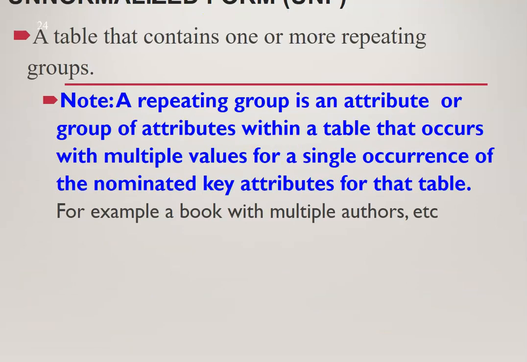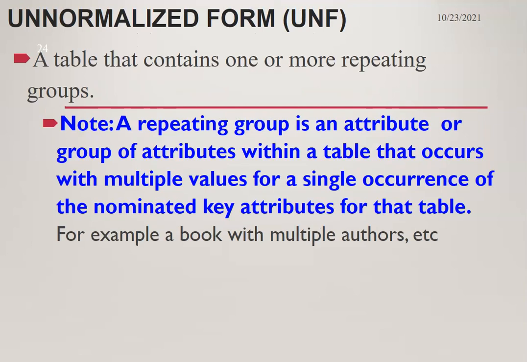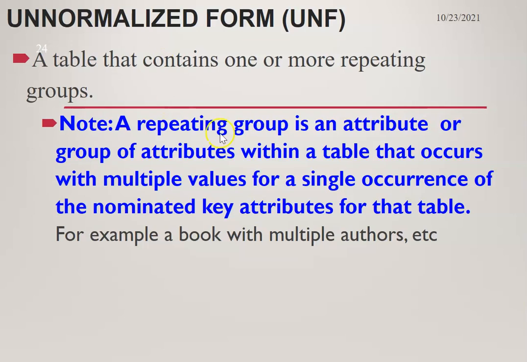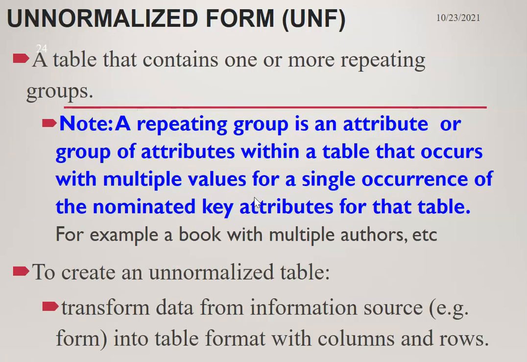So we can start off with an unnormalized form. This is a table that contains 1 or more repeating groups. In other words, the repeating groups are the multiple values that could either be a composite attribute, or they could be multi-valued attributes. So where you have a table that has either a composite attribute or a multi-valued attribute, it means that that table is unnormalized.